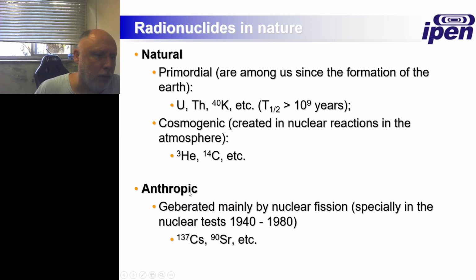And you have the anthropic ones, which are generated, I have to change this. They are generated mainly by nuclear fission, especially in nuclear tests, because most of us tend to think of nuclear explosions, Hiroshima and Nagasaki, right? No. These were two of, I believe, more than 1,000 nuclear tests that were performed from the Second World War until the 80s. Then they were banned. France did some after that. North Korea did some now, but now they are done underground and everything.